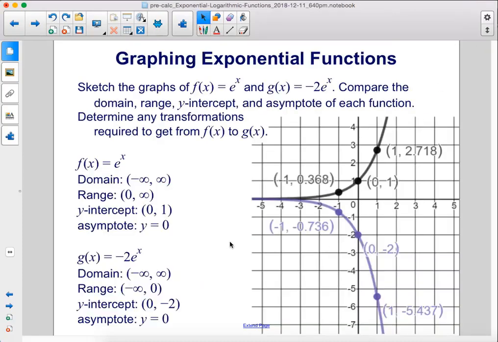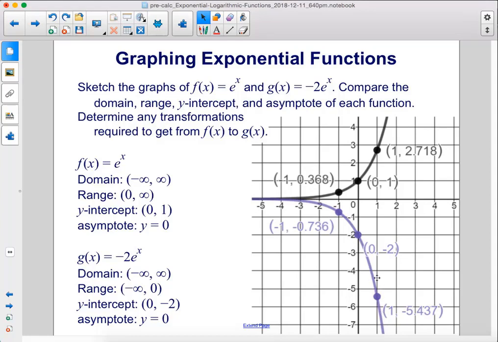Sketch the graphs of f of x equals e to the x and g of x equals negative 2 times e to the x. Compare the domain, range, y-intercept, and asymptote of each function. Determine any transformations required to get from f of x to g of x. Here in black we have f of x equals e to the x. The domain is all real numbers. The range is from 0 to positive infinity. The y-intercept is (0, 1). The asymptote is the x-axis at y equals 0.